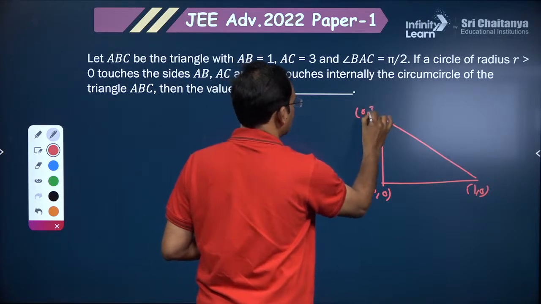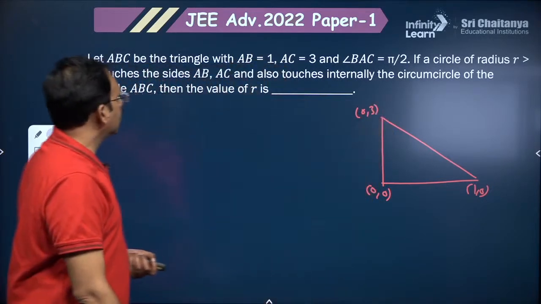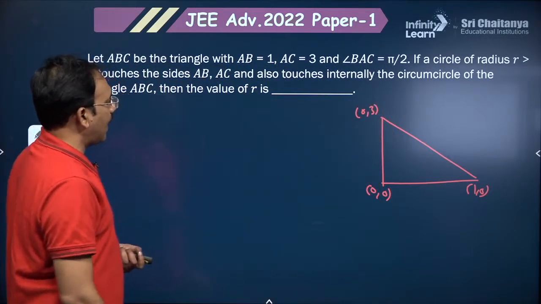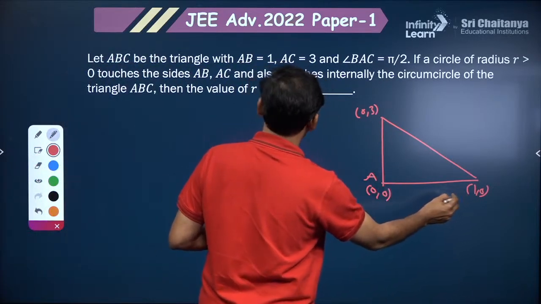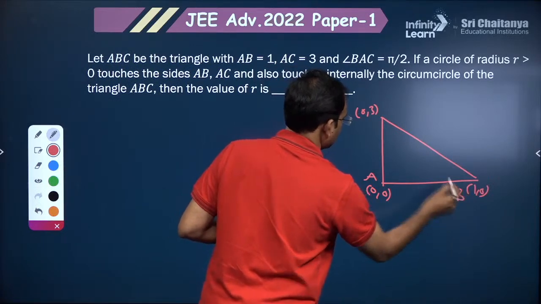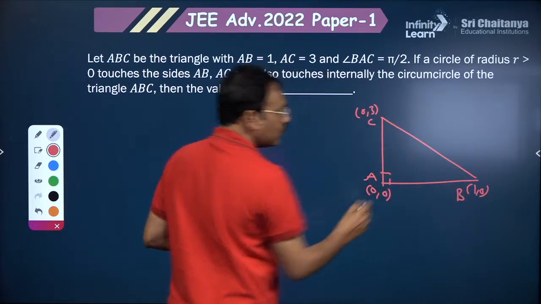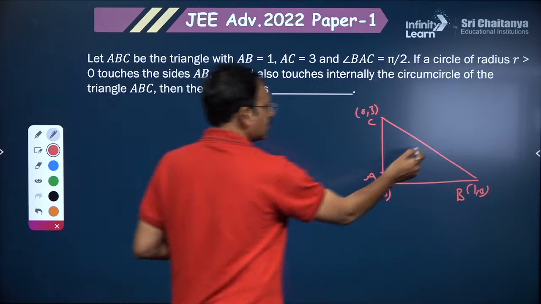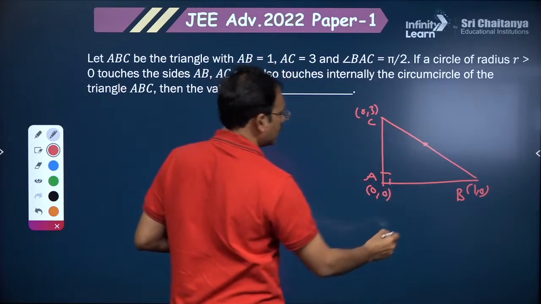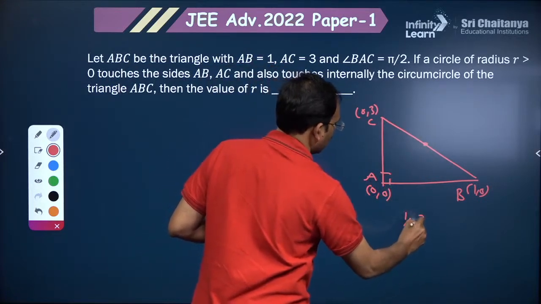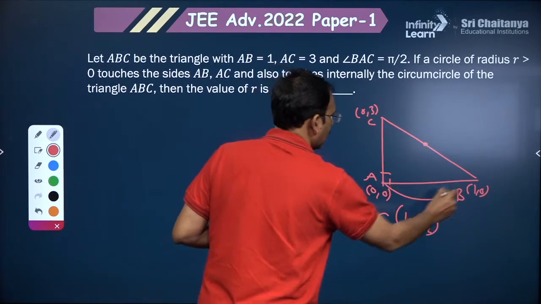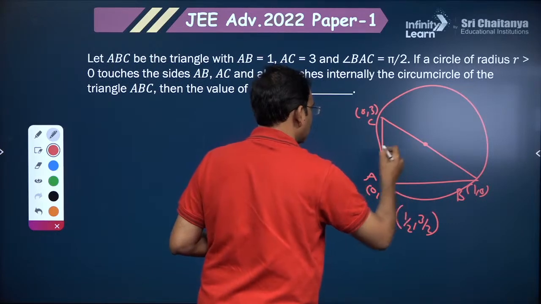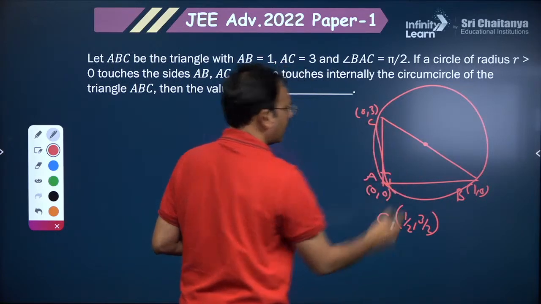So, you can take (0, 3), that is fine. Given AB is 1 and angle BAC is 90 degrees, this is A, this is B, this is C. For a right angle triangle, the circumcenter is the midpoint of the hypotenuse, so you will get (1/2, 3/2) to be the circumcenter, which is the center of the circle passing through these. Okay, suppose this is the one.